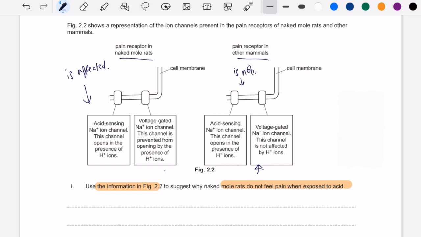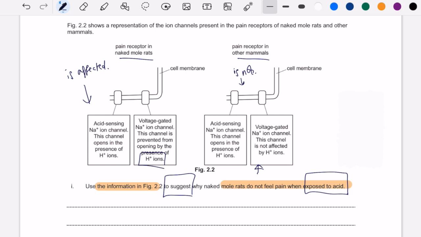Okay, let's read the question again. So use the information to suggest. So we can't find a concrete answer because we haven't studied this in depth. So that's why suggest is used here, because your answer is kind of an interpretation of the figure. So suggest why naked mole rats do not feel pain when exposed to acid. Okay, let's begin. H plus ions. What are H plus ions synonymous with? Acid. Acidity, H plus ions, yes, make that connection.